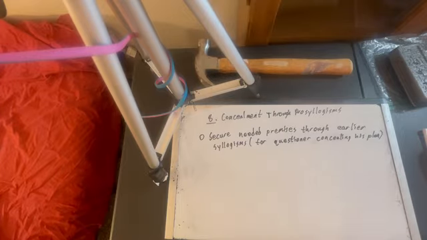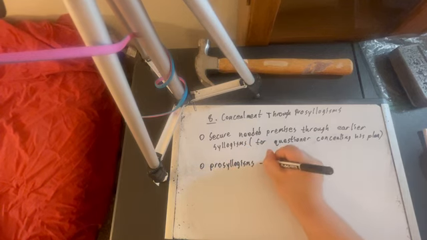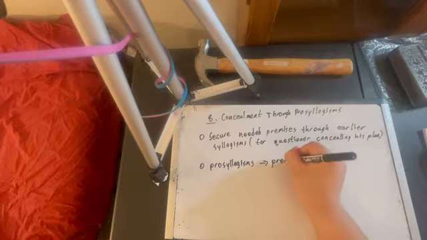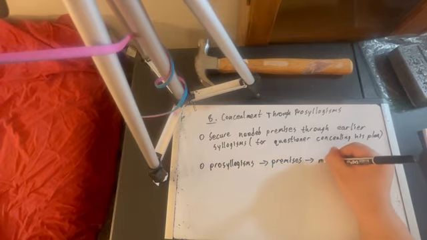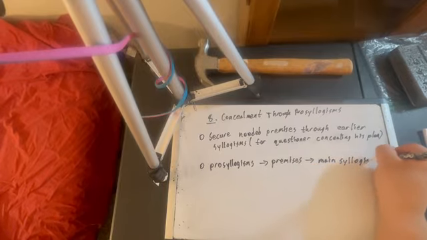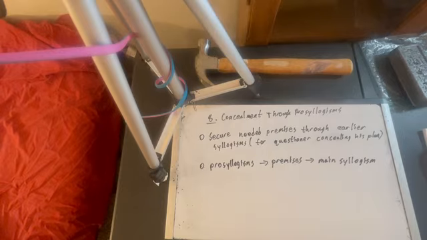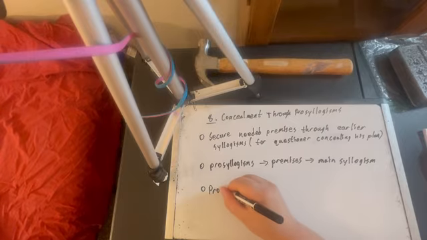Right, so you want to go from prosyllogisms to premises to your main syllogism. Right, a concealed argument hides the bridge until the hearer has already crossed it. Prosyllogisms can secure premises before their use becomes visible.